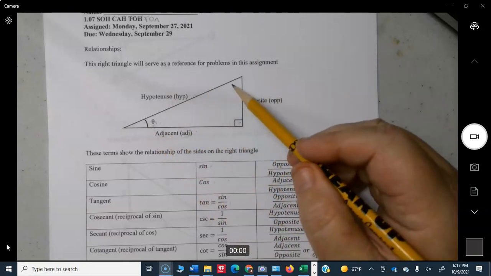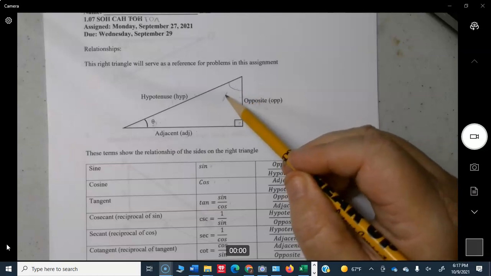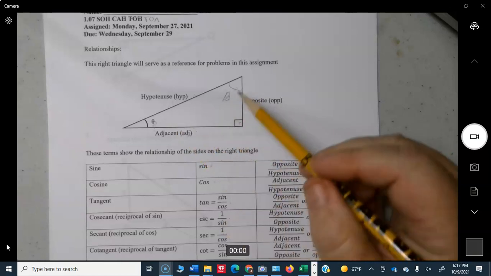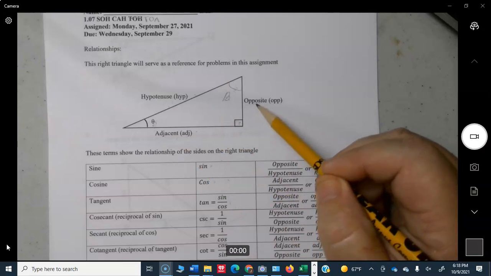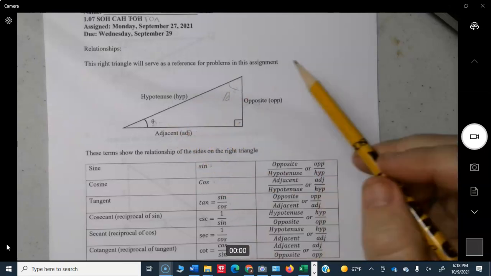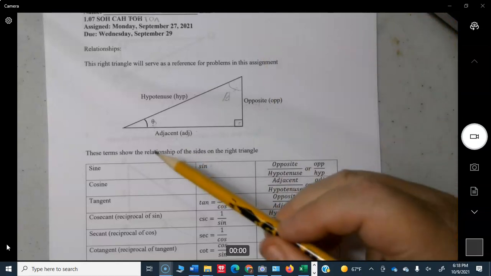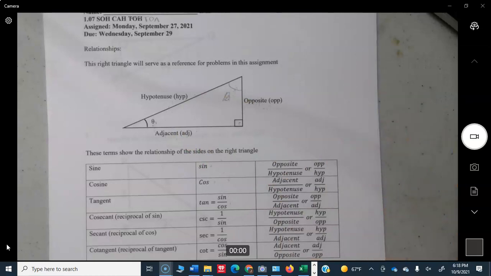Now, one last point. If we were interested in this angle, let's call it beta, if this were the angle we were interested in, not this one, then the opposite would be this one, and the adjacent would be this one. The hypotenuse stays the same. The longest side is still the longest side. So you have to know which angle you're interested in before you can label opposite and adjacent.